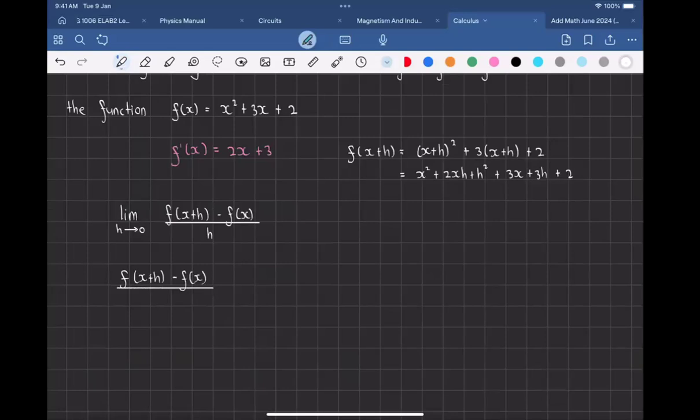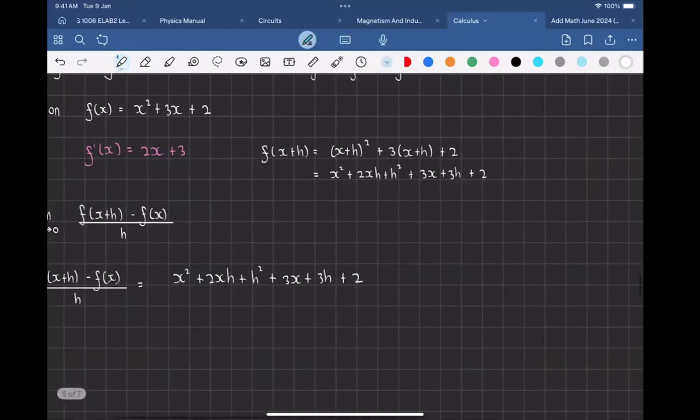Let me move along with the question. We know what f of x plus h is: x squared plus 2xh plus h squared plus 3x plus 3h plus 2. Now we need to work the other part, so minus f of x. Minus f of x means we're going to minus all the terms here. All the terms in f of x have a minus sign applied to them.